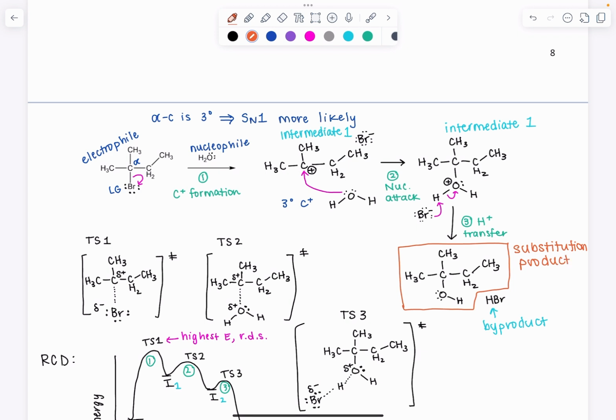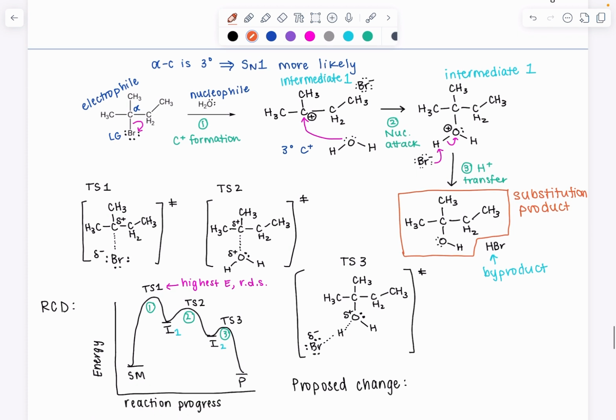So if we change the leaving group to a better leaving group than bromine, that will help the reaction proceed a little faster. The leaving group that we know is better than bromine is iodine. So we could change the leaving group to iodine. And that would be the best change for the electrophile. We can't change any of these other carbon groups, because then that would change the final product.